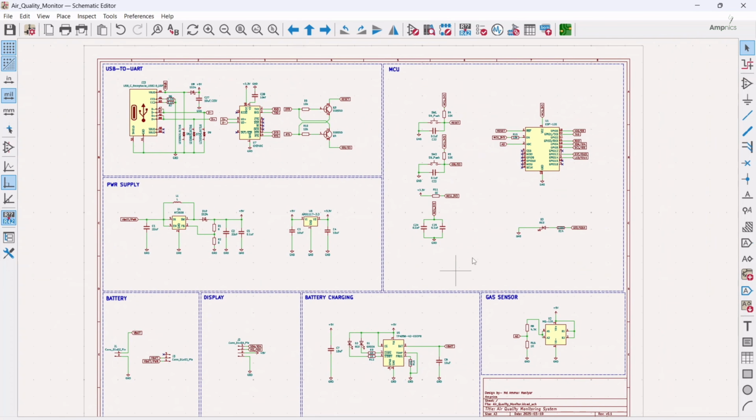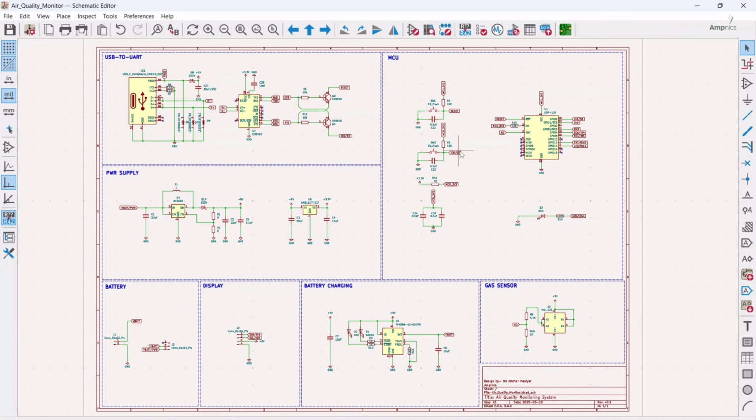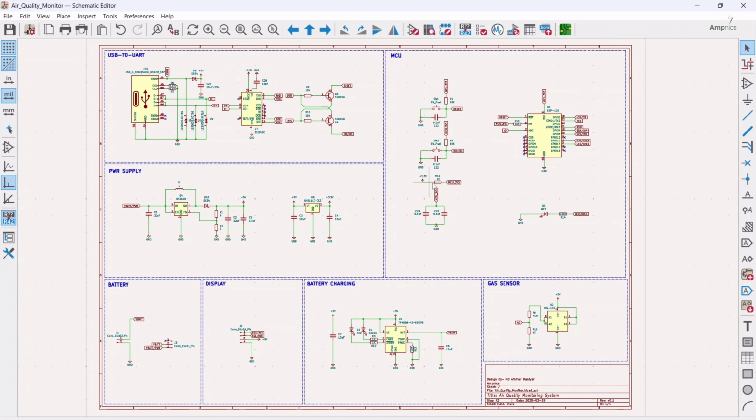If you want to copy the exact schematic, you can check the description. Each and every file associated with this project is uploaded on GitHub. You can directly download it from there. And for most of the blocks I followed the datasheet, and you can match with the datasheet also.